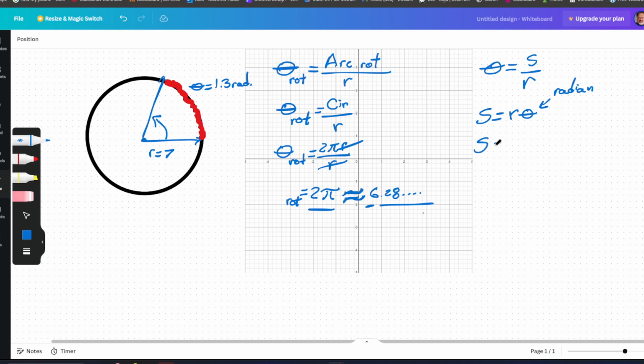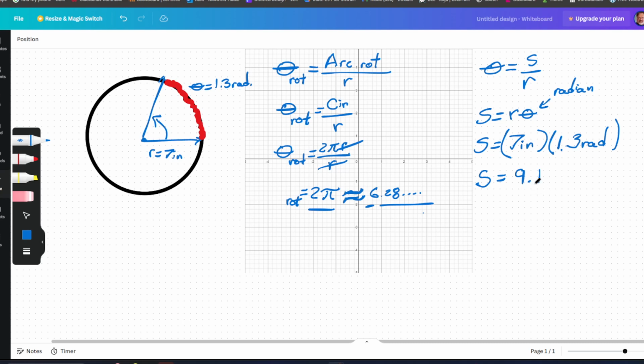But then that arc length is, well, our radius was 7. Let's even give it a measure again. 7 inches. And our angle was 1.3 radians. So how long's our arc length? Well, we can find this product. That product is what? 70 and 21, so 9.1. Now here's the fun part. Here's the best part. Maybe not the best part, but one of the best parts for radians.